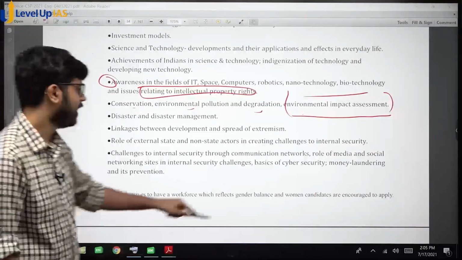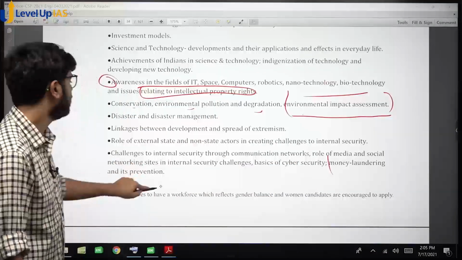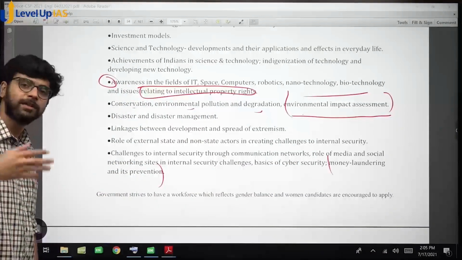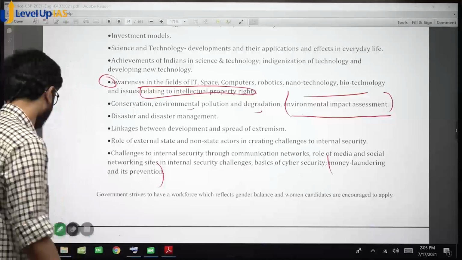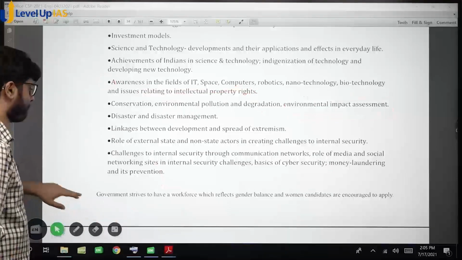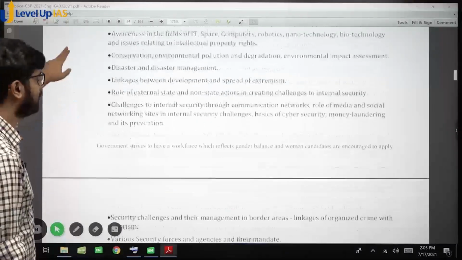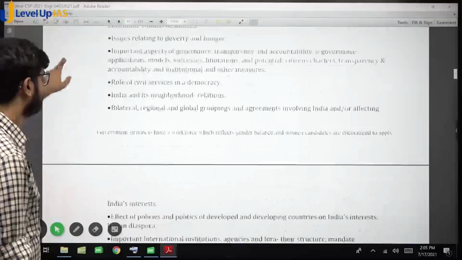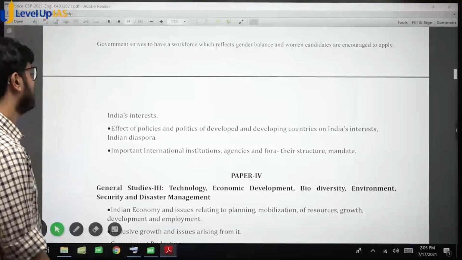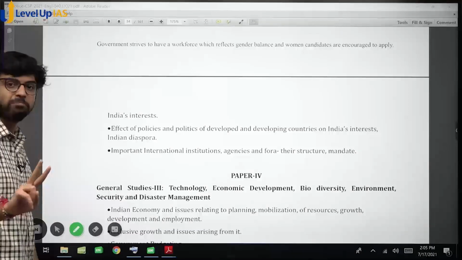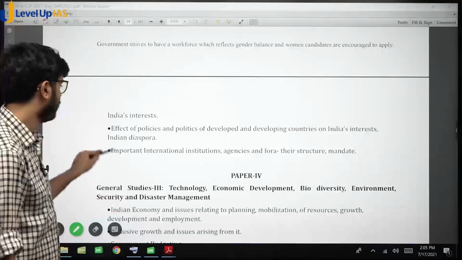One more I'll show. See this last point. Money laundering and its prevention. It's a completely different point. You have to study it separately. I can show you n number of points. In GS2 you can go. See this. Two words, but in itself a different syllabus point.